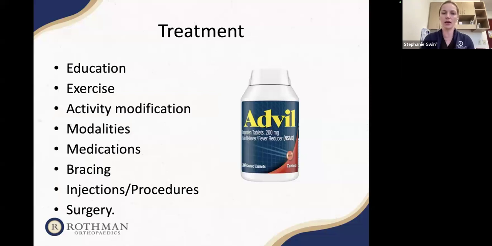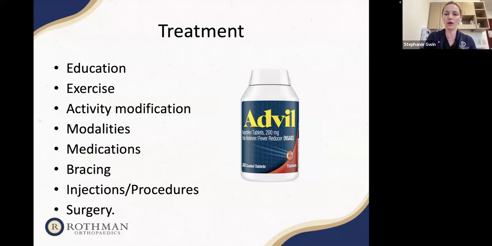Activity modification. So typically our goal, especially as a sports medicine doctor, is to get you back doing what you want to be doing. But sometimes in order to do that in a healthy way and prevent further pain or increased downtime, we do have to modify what you're doing in the interim. Modalities, that can be everything from heat or ice. If you've been to physical therapy, sometimes they'll use stim or other treatment options like that.